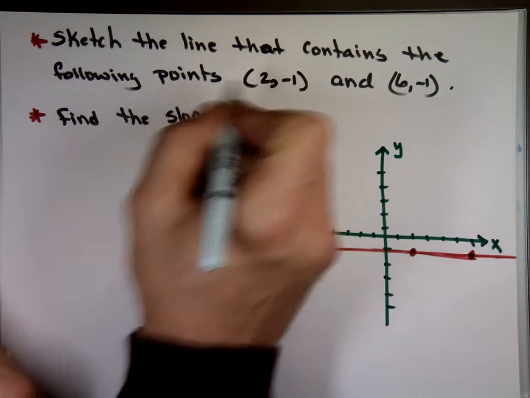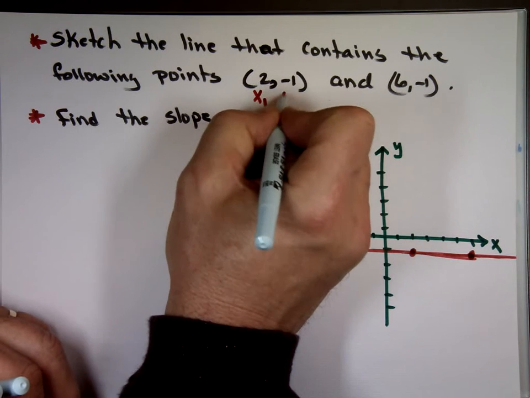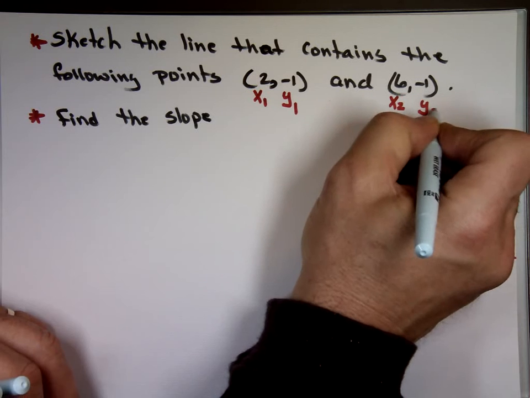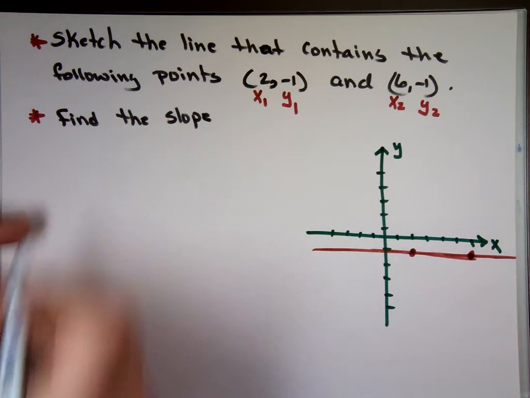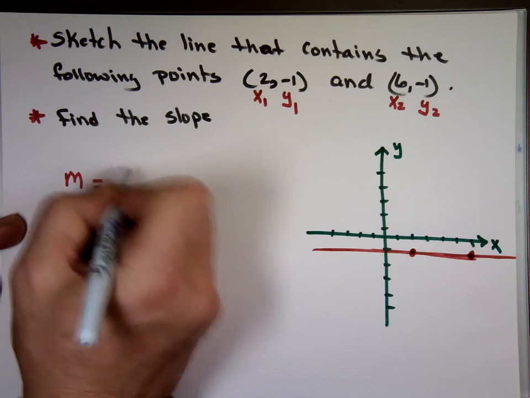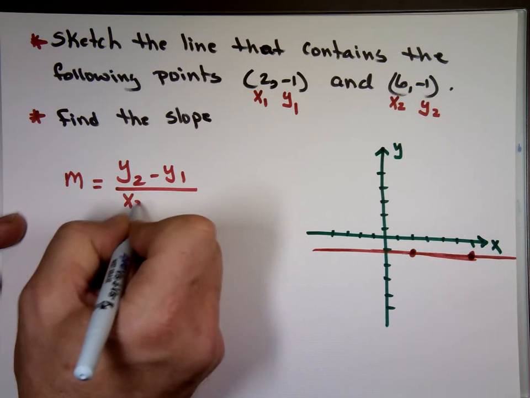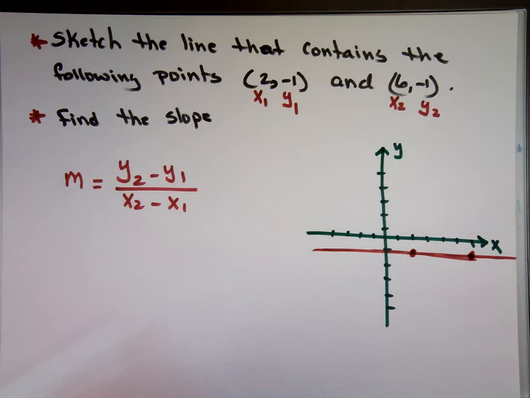This is x1, y1, x2, y2. M, y2 minus y1, x2 minus x1. Notice I keep writing that equation. If you write it 3-4 times, by the time you leave this room, even if you've never seen it before, it will stay with you. It will stick.